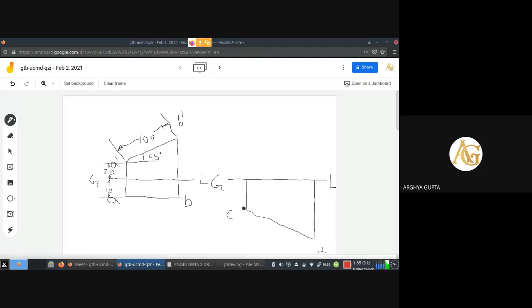Now the position of that same end is 20 mm away from the VP and 10 mm away from the HP, so we need to extend that projection line beyond GL up to 10 mm. If those two points are joined, then the front elevation of the line CD will be C dash D dash.